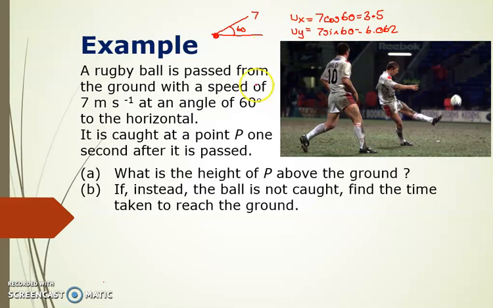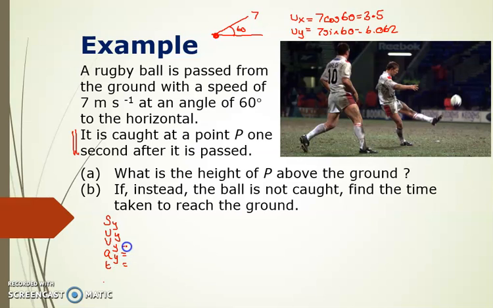So now I've got that, it says, what is the height of the ball above the ground when it is caught? And notice it says here, it is caught at the point P 1 second after it's passed. So effectively it's going to fly through the air, and because I want the height of the ball above the ground, that's in the y direction, that's up and down. So I'm going to write SUVAT again. You'll get used to writing SUVAT, but this is in the y direction.